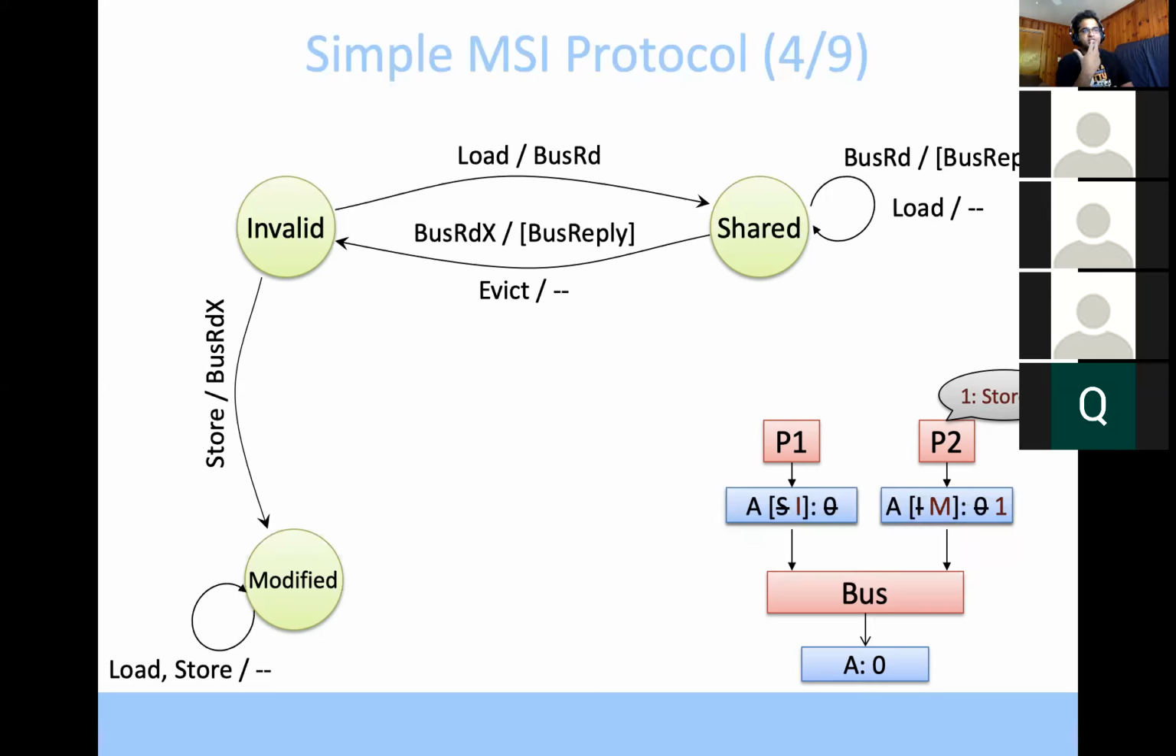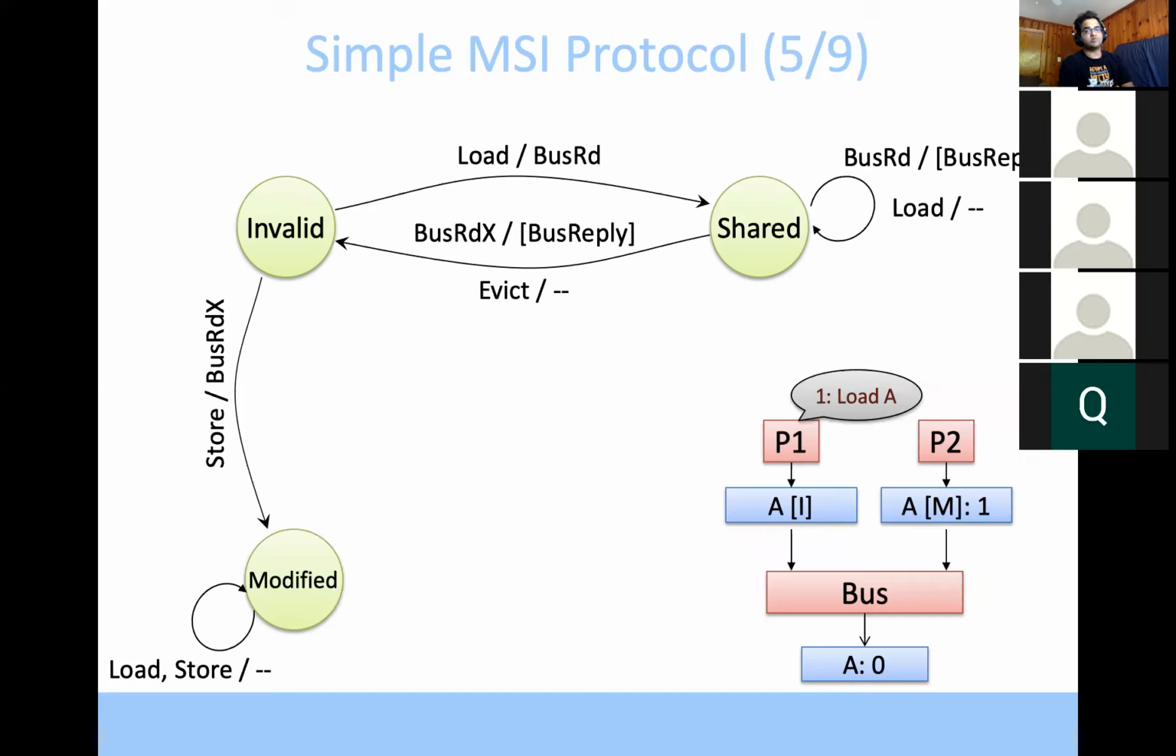Thereafter, any operations that processor 2 does, because it has the only copy of A in all caches, it's guaranteed, can stay in the modified state: load, store, whatever. It doesn't have to do any broadcasts. It just has all rights to that piece of data at the moment. So let's say that's the state of the system.